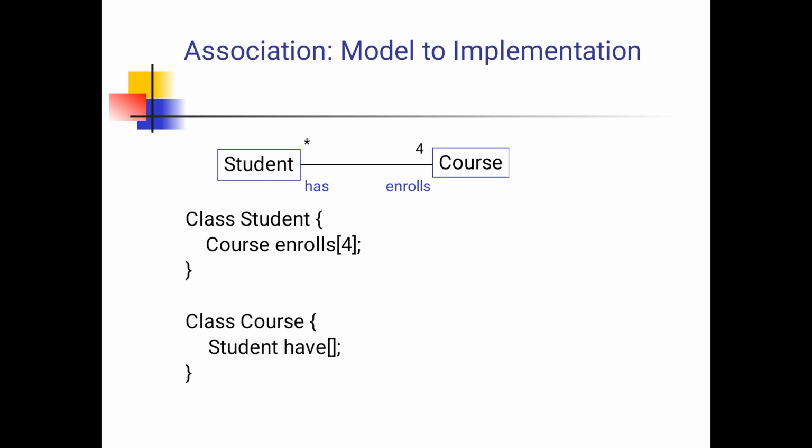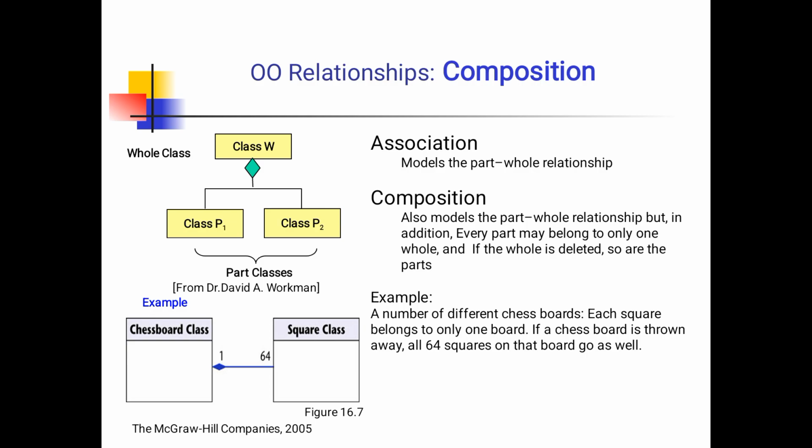Thus, to model the implementation of an association: class Student, open brace, close, courses enrolls as an array. Class Course, students as an array. Composition: associations model the part-whole relationship. Composition allows modeling the part-whole relationship, but in addition every part may belong to only one whole. If the whole is deleted, so are the parts.